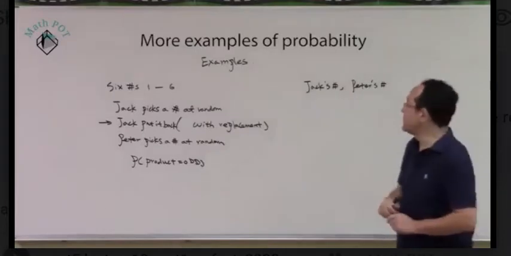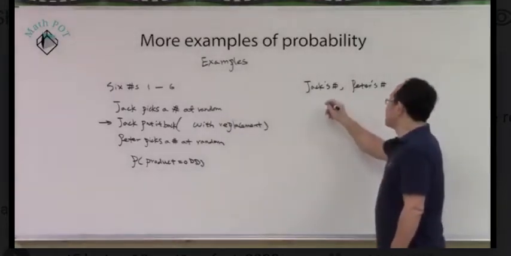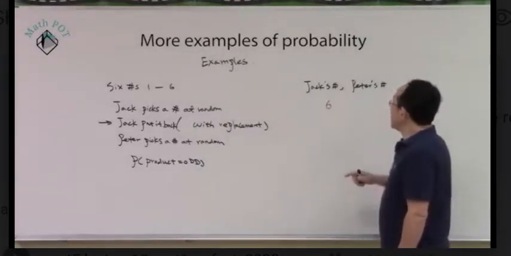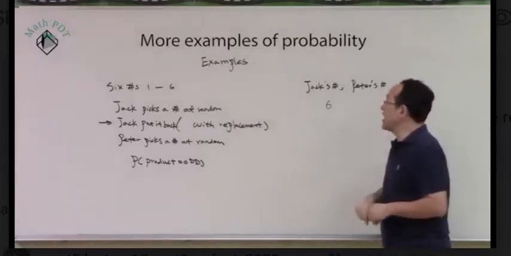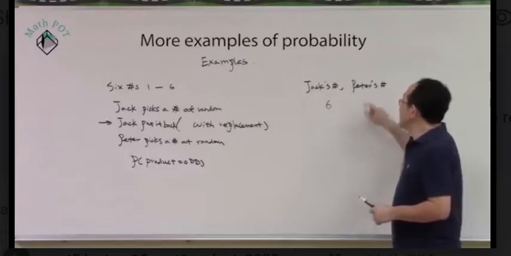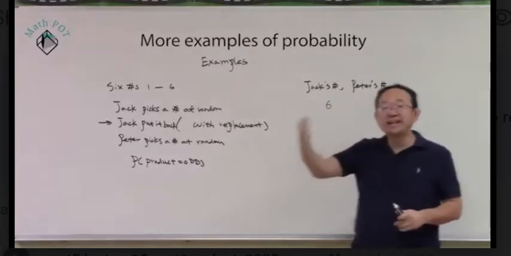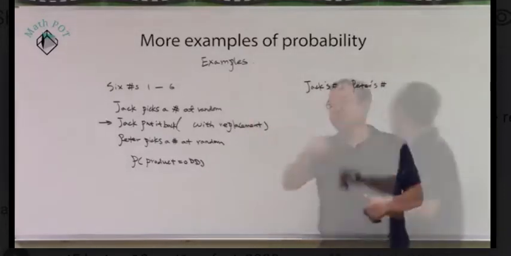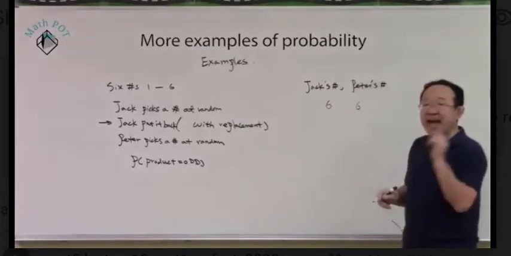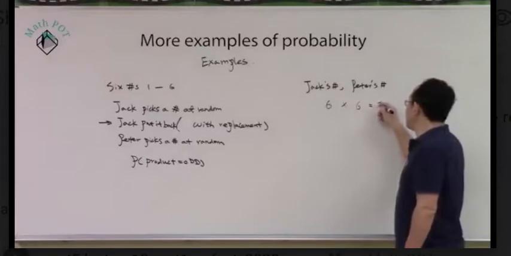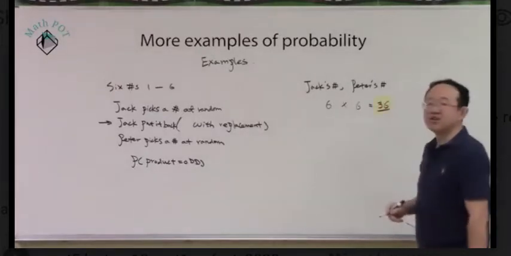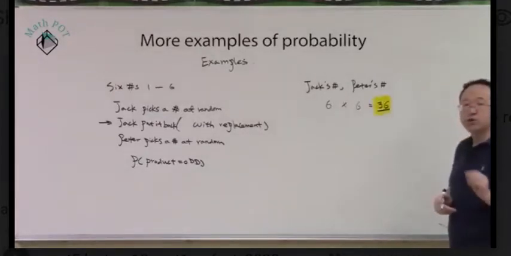Each one is 1 step. For the first step, clearly we have 6 ways. Because Jack puts the number back, Peter can still pick any number from 1 to 6. So we still have 6 ways for the second step. Multiply together, that equals 36. That clearly gives us the total outcomes.